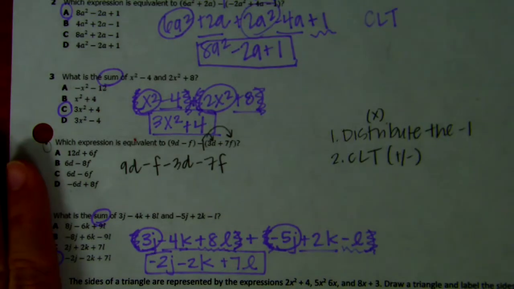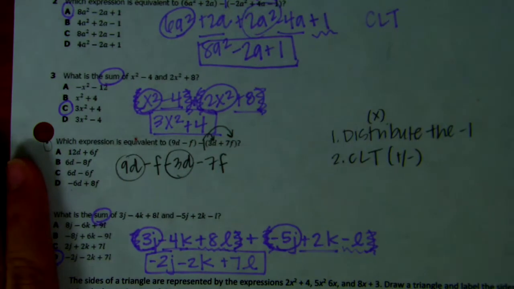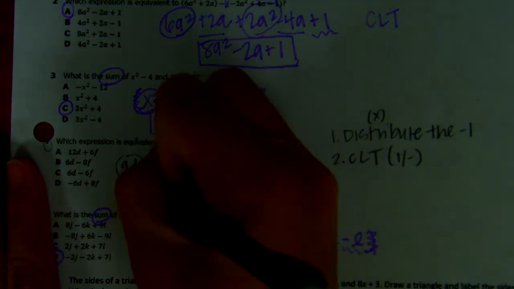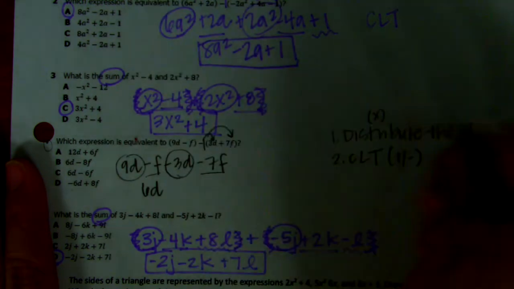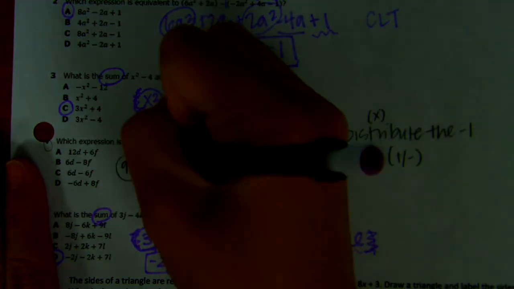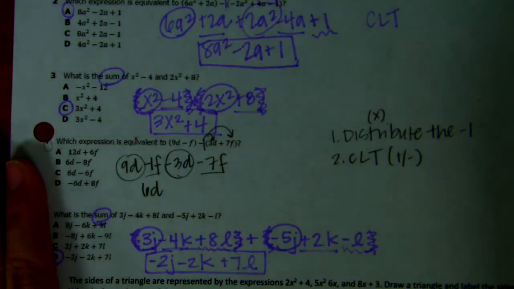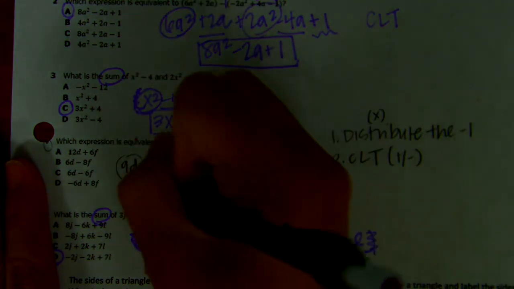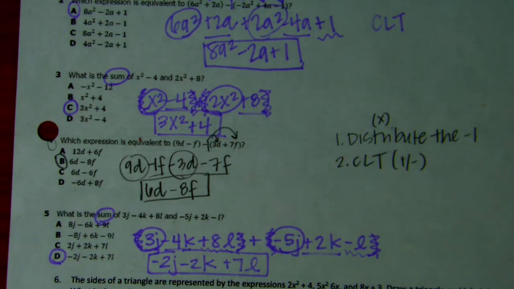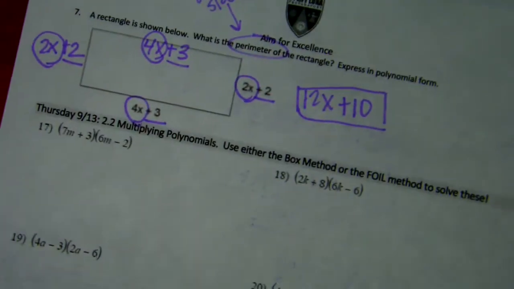Now I CLT, I combine my like terms. 9D minus 3D, those are my two like terms. I get 6D. Negative F, negative 7F. This is an invisible negative 1F. When I subtract, I get negative 8F. B. Turning it over, that was it.